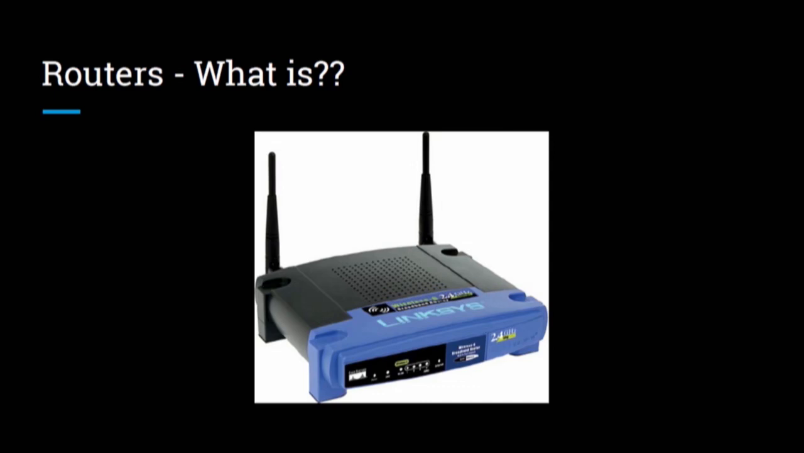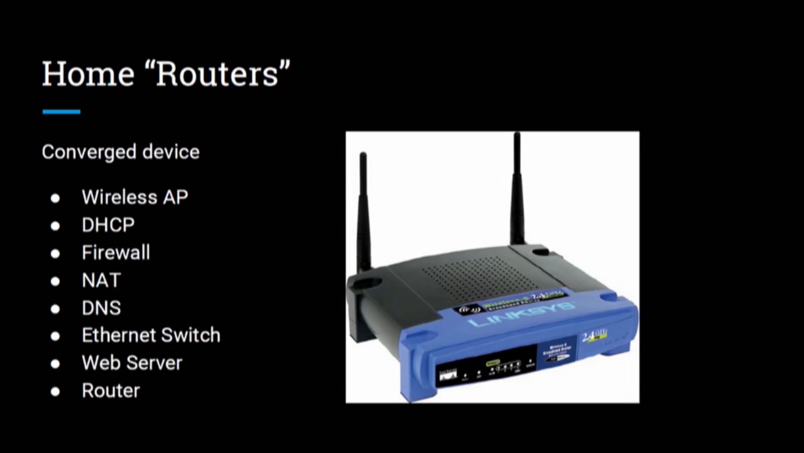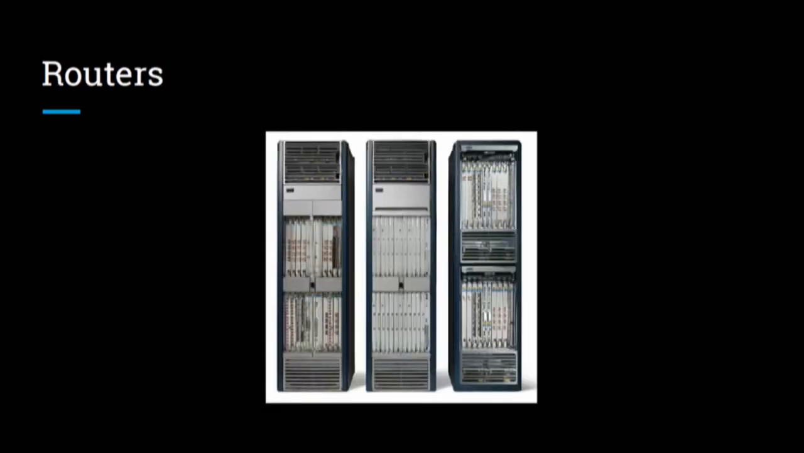Now, these are generally called routers, but what they really are is a converged device. They're a wireless access point, a DHCP server, firewall, they provide NAT, a DNS server, they have an Ethernet switch, web server configuration, and they also act as a router, which is connecting those two networks and forwarding traffic between them. What we're going to be talking about today generally looks more like this.